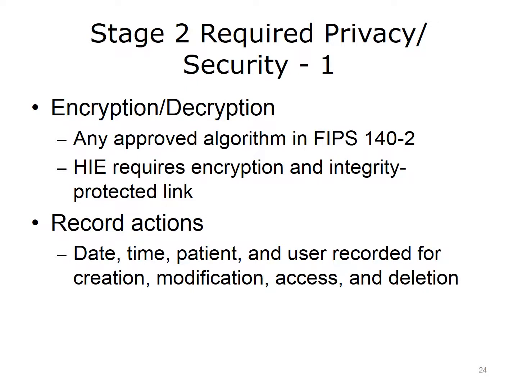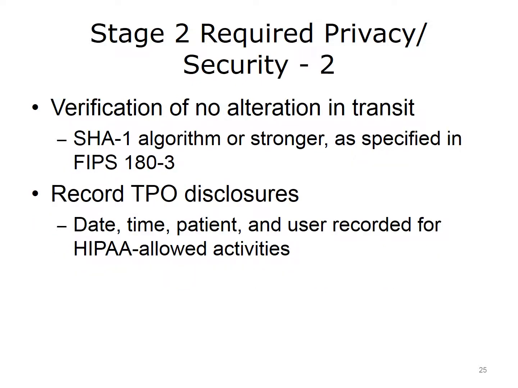One was specifications around algorithms for encryption and decryption, with any information transmitted through the HIE needing to be encrypted, and the sender and receiver needing to be integrity protected. Another rule was that all accesses and modifications needed to have certain information collected, such as the date, time, patient, and user. Also, various algorithms had to verify that information was not altered in transit. Another was that all disclosures, including treatment, payment, and operations or TPO disclosures, needed to be recorded as well.